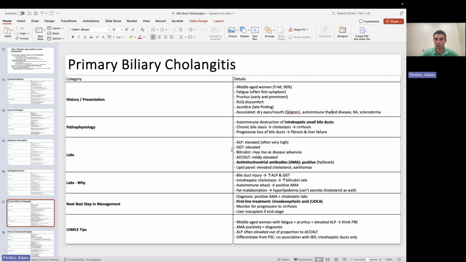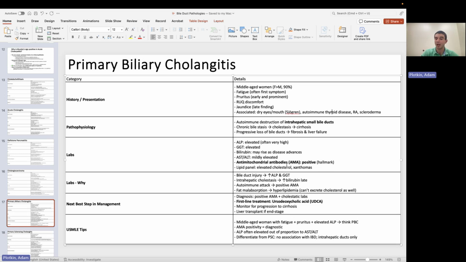So what are we going to see? We're going to see really high ALP. We're going to see high GGT. The bilirubin may rise as the disease advances. The AST and ALT are usually elevated from this damage to the liver cells themselves. The anti-mitochondrial antibodies are classically positive, right? So if we ever suspect primary biliary cholangitis, we should always say on USMLE, I want to get an AMA. We should always say in real life, I want to get an AMA.